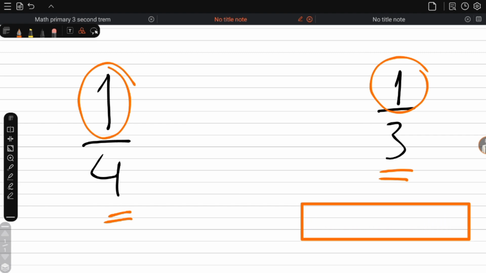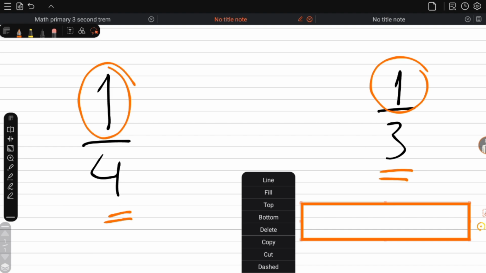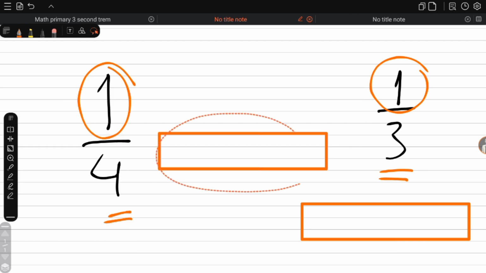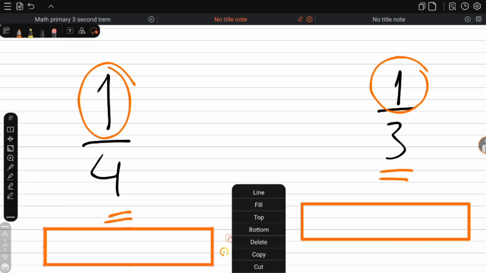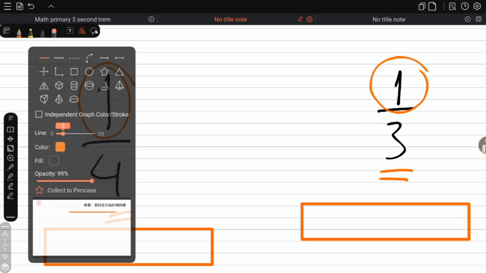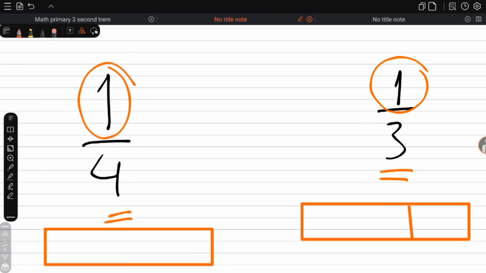This is a model. Okay. And I split this model. Copy, and paste it like this. Okay, so they have the same size now, but the first model on the right, I will split it into 3 parts like this, into 3 parts. And the left one, I will split it into 4 parts.